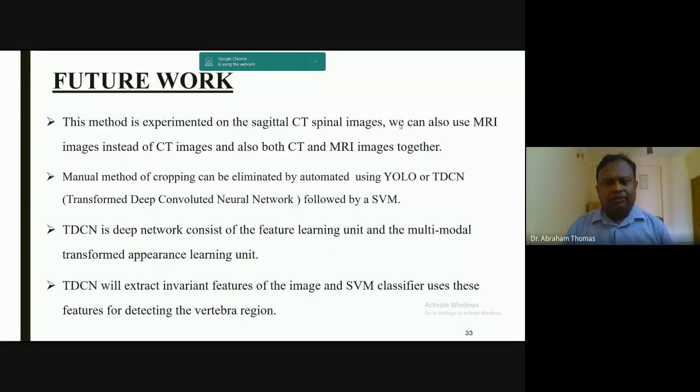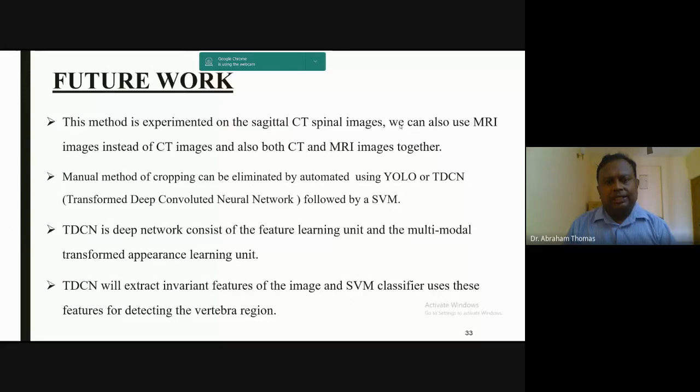It is a system for finding various sorts of objects in an image, and it puts bounding boxes around the various objects and says that with this probability it belongs to this particular class of objects and so on and so forth, with objects of different scales and orientations. Or TDCNN, which is Transformed Deep Convolutional Neural Network, followed by SVM. We can also use SSD, single shot detection, for this purpose.